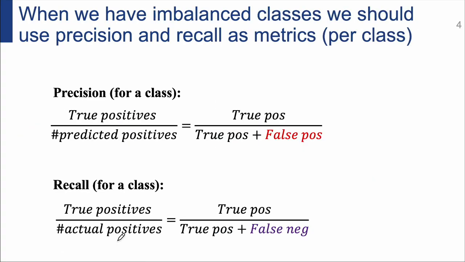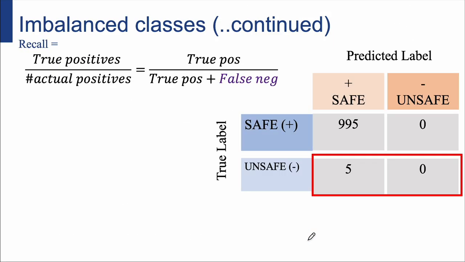When we have imbalanced classes, it is best to use other metrics such as precision and recall, which are calculated per class. These metrics will allow us to understand for which classes our classifier is good and for which it is not so good. Precision for a class is defined as the true positives over true positives plus false positives, and recall for a particular class is defined as the true positives over the true positives plus the false negatives.